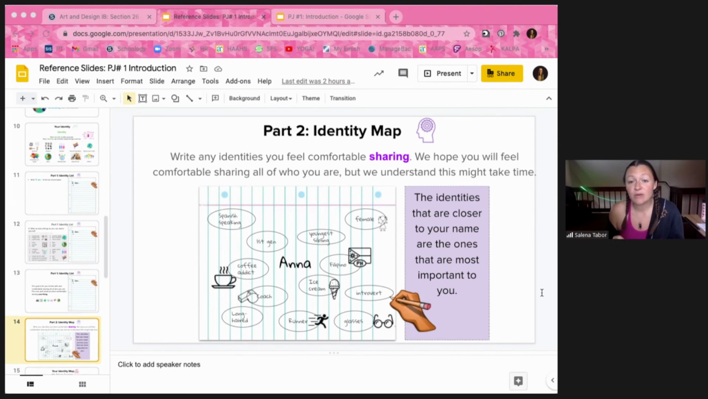This is where you'll create the hierarchy of your identity grid. You'll put your name in the center of the page, then write the identities closer to your name that are most important to you, and then a little farther out as needed.